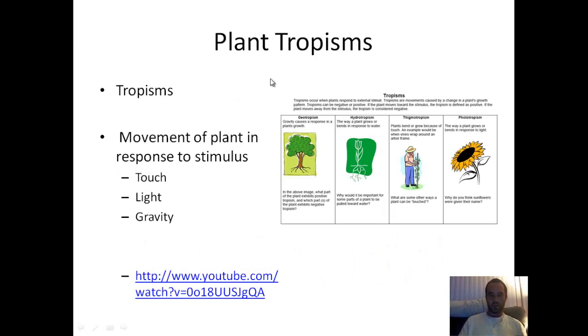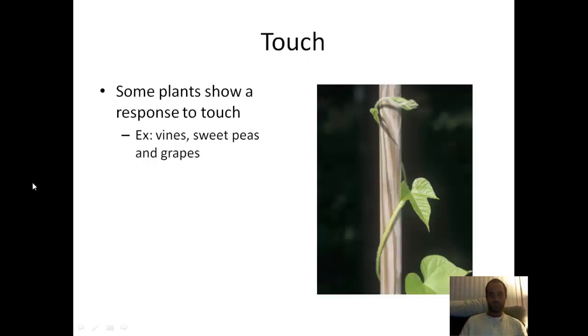What I really want to get into, this is the new information for this lesson, is the word we use, which is tropisms. Okay, so you might be thinking to yourself, how do plants respond to touch? One way you could think about it would be vines. You might have seen sweet peas or grapes. Over here I've got a picture of a vining plant. So this is how plants can respond to touch.